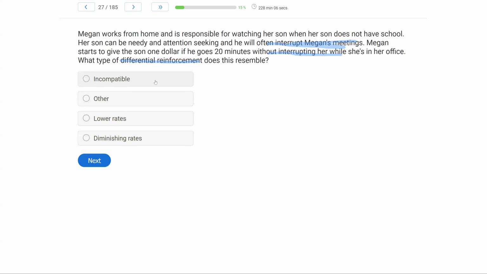A, differential reinforcement of incompatible behaviors. Incompatible teaches an alternative. We're not teaching an alternative behavior. We're not teaching a replacement. Megan is reinforcing other behaviors, meaning any behavior that isn't interrupting is getting reinforced. DROs reinforce in the absence of a behavior. And then lower rates and diminishing rates work to systematically reduce the behavior with criterions and limits.